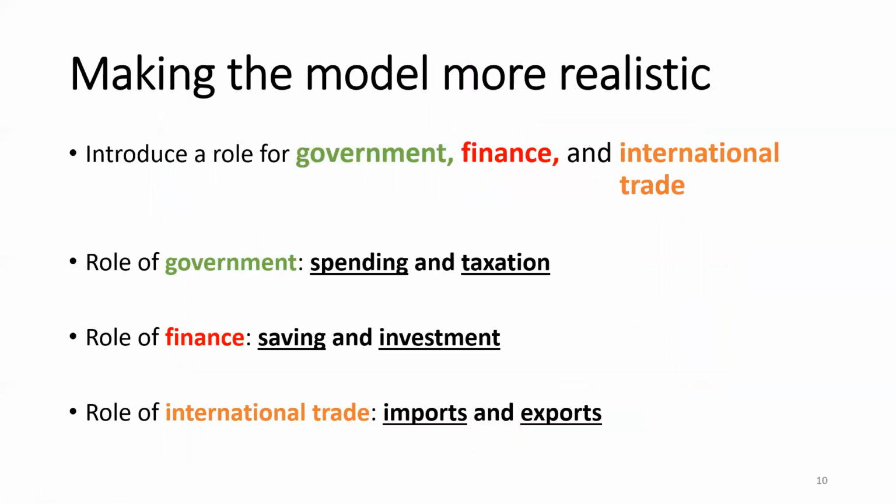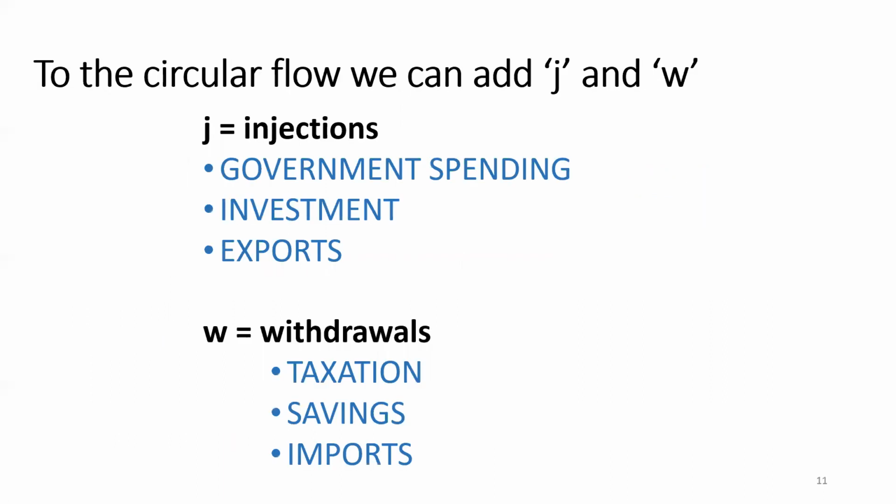To make the model a bit more realistic, we can add in some new sectors. So we can say in the real world, there'll be a role for the government and for the financial sector and for international trade. So in the real economy, there's the government who spends money and collects taxes. There's a financial sector where people save and where people can borrow from to invest. And there's also international trade, which is when companies buy and sell goods and services that are made abroad, or companies at home can produce goods and sell them abroad, which are called exports.